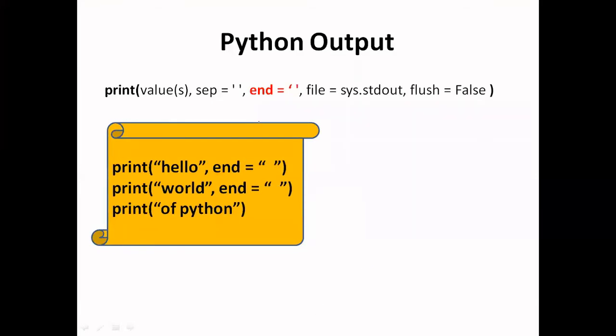Let's take another example in which the end argument is set to the space character. Suppose in this script file hello.py we have taken three print statements, and inside these three print functions we have taken the end argument as a single space character. So the output of this will be something like this, because after printing hello, this end argument will be executed, that means the space character.